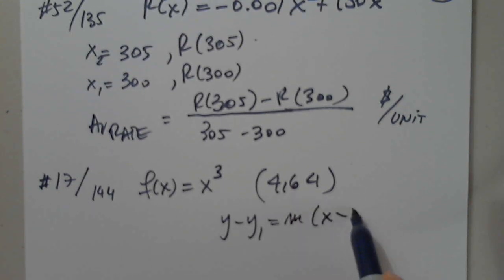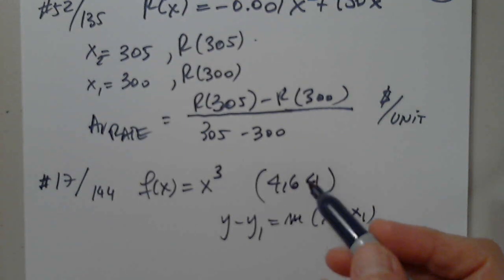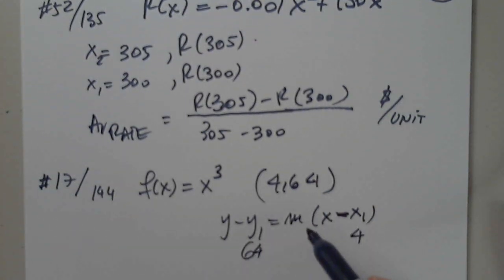y minus y1 equals the slope times x minus x1, where x1 is 4 and y1 is 64. The question is, how do I find the slope? That's the key. Can anyone tell us? Oh, you find the slope like this. How do I find the slope?